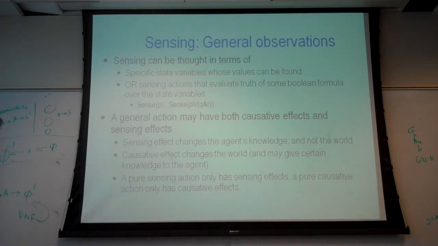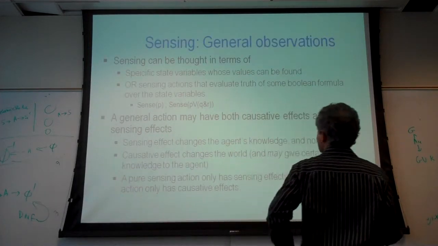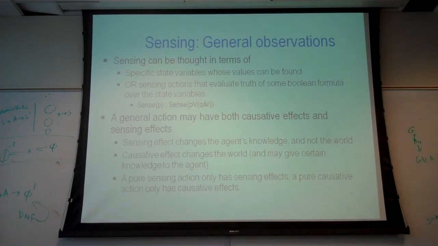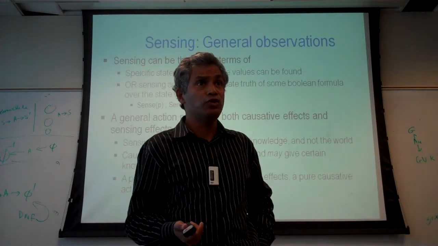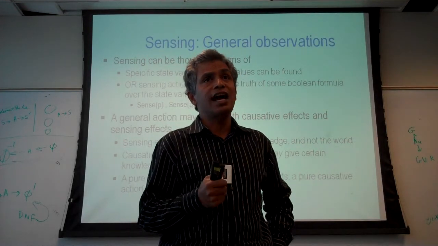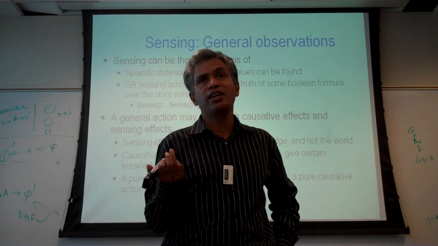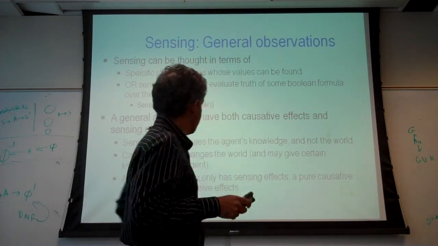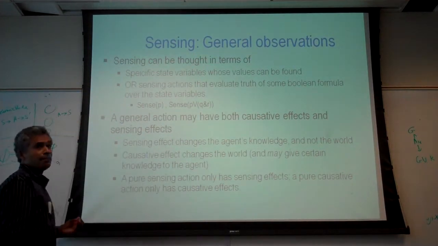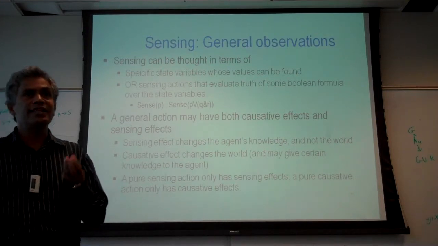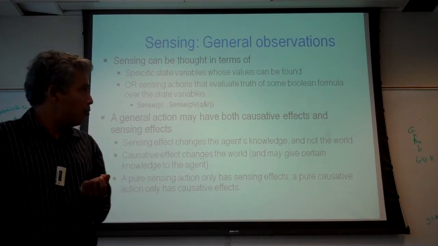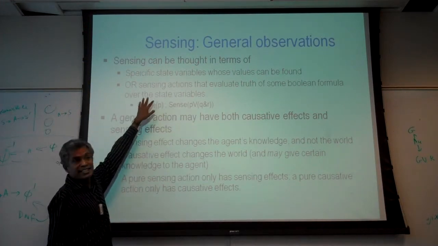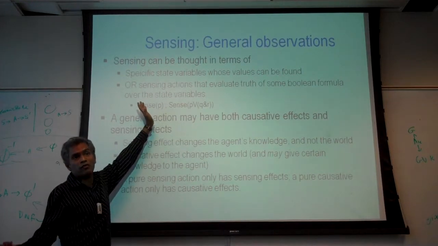Okay, sensing. So we get into sensing now, and this is actually a slight repetition of last class, so I'll go quickly here. Since you have a factored representation, you will assume that the sensing is going to give you the truth or falsity of some formula over these variables. The simplest case, as I mentioned, is that each sensing action corresponds to sensing the status of one state variable. For example, I have a sense P action, which will just tell me whether P is true or false, that's all.